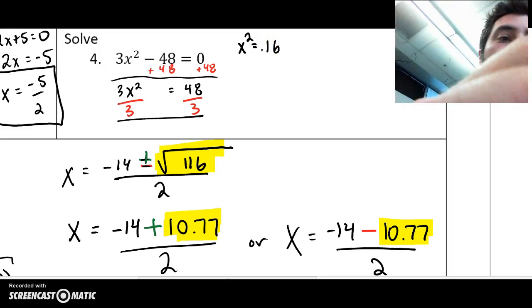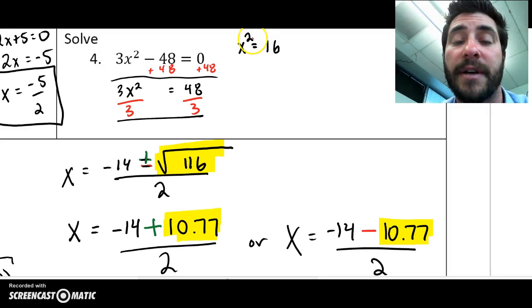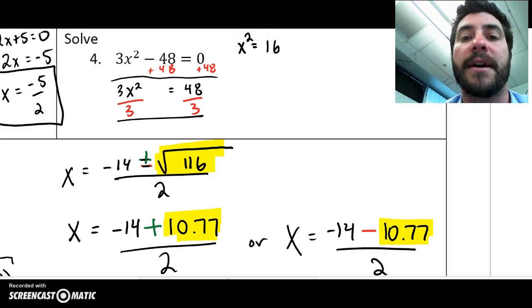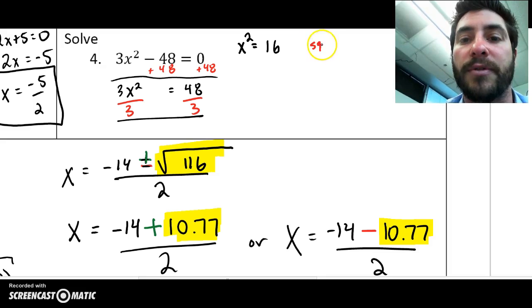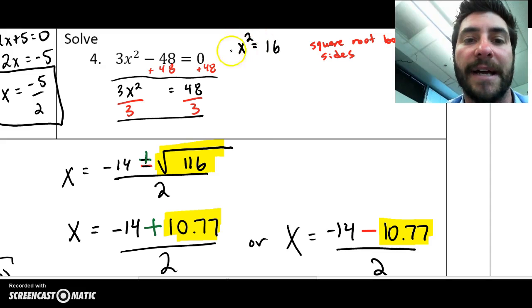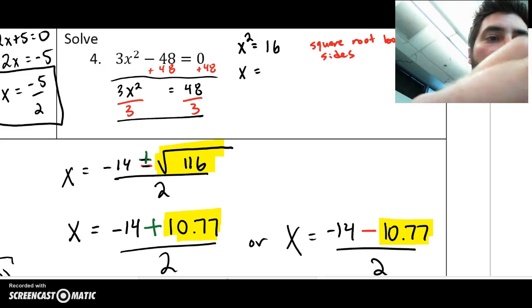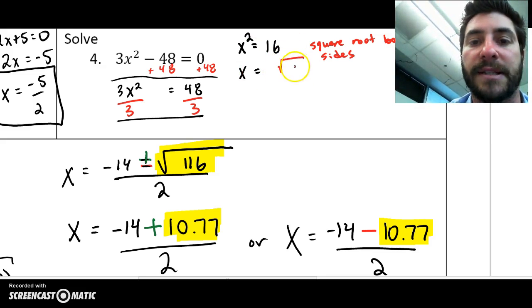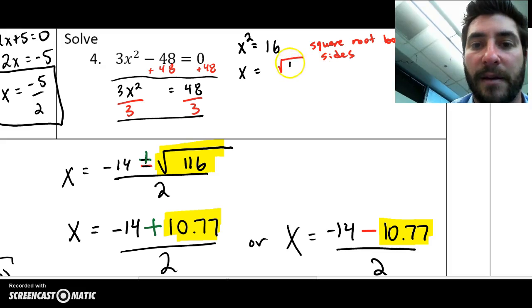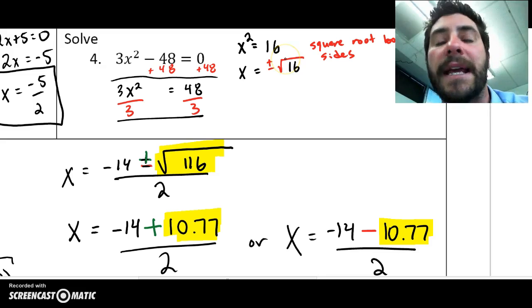All right, for those that still aren't sure, well, how do you get x by itself? I don't want x squared. I want just x. So to get this, I'm going to take the square root of both sides. All right, and when I do that, take a look at what happens. When I square root this side, I'm left with just an x. And if I square root the right side, I'm left with both a positive and a negative answer here.